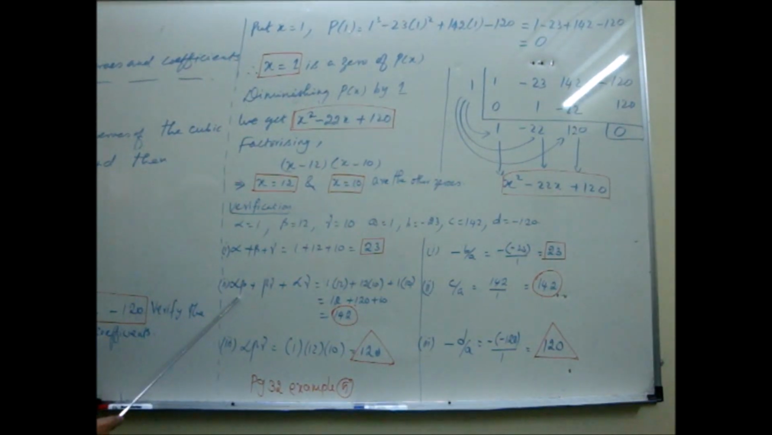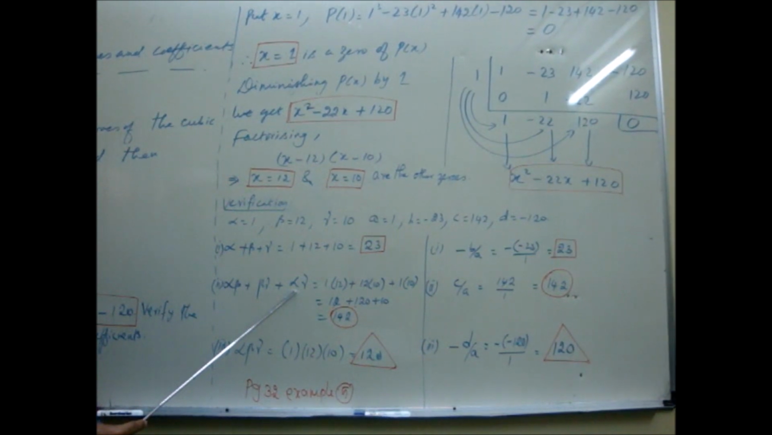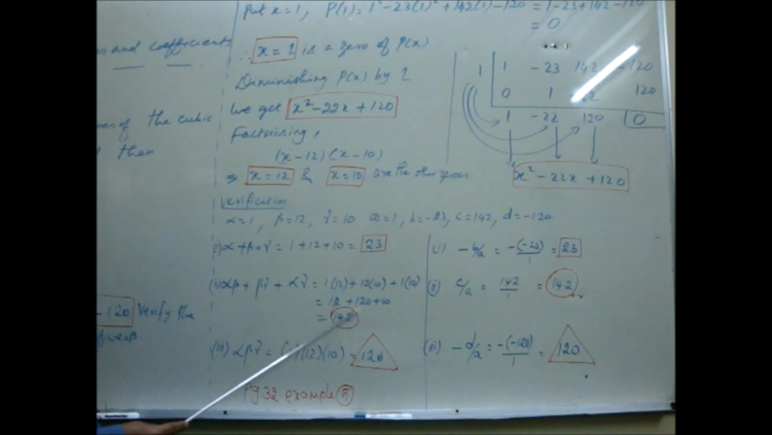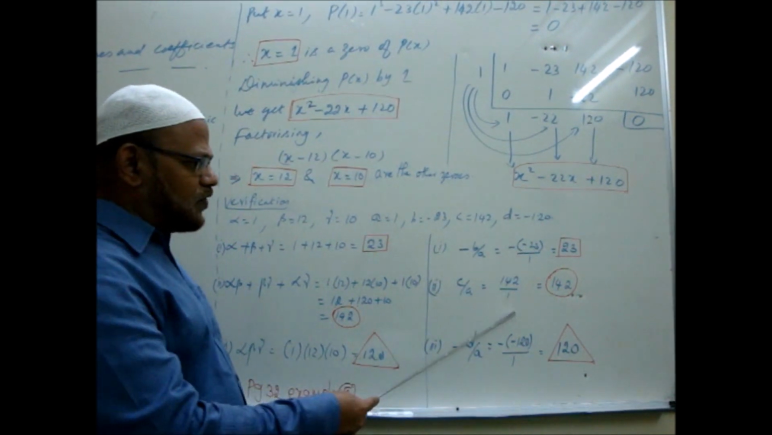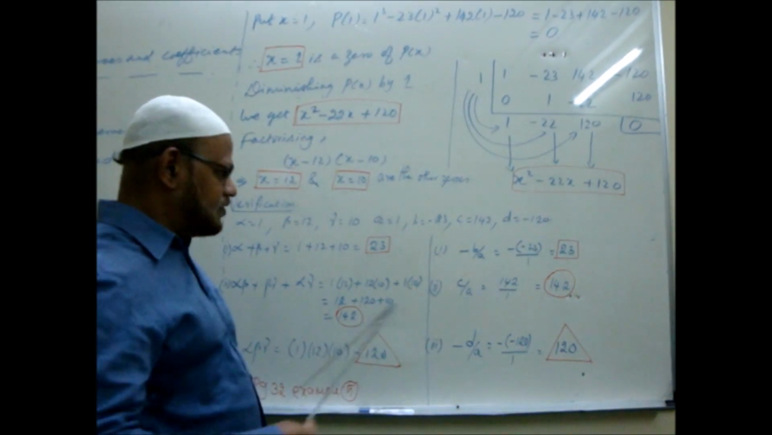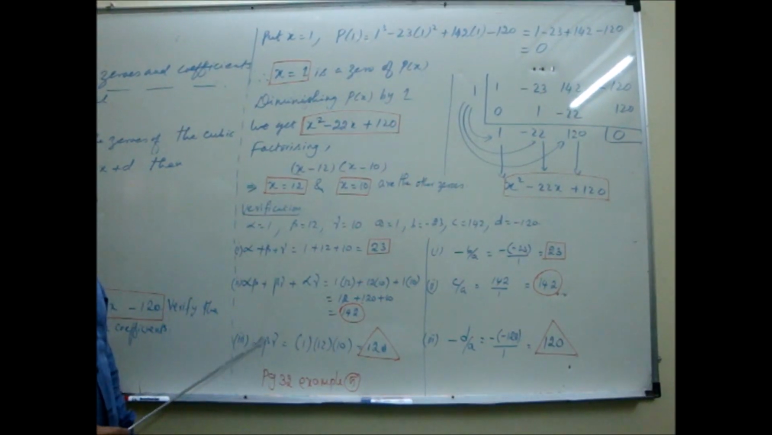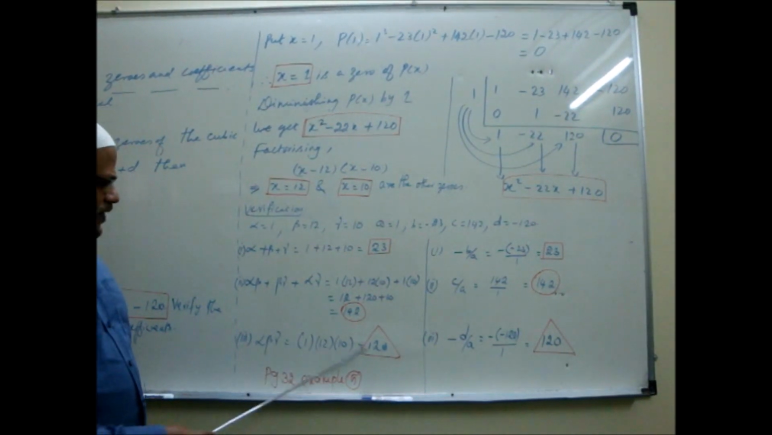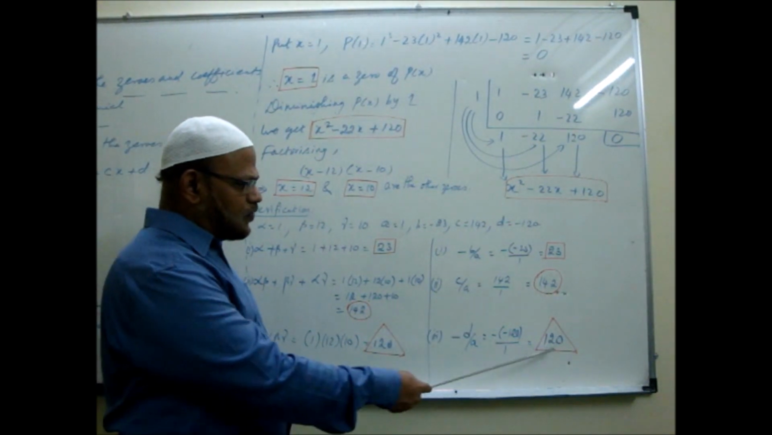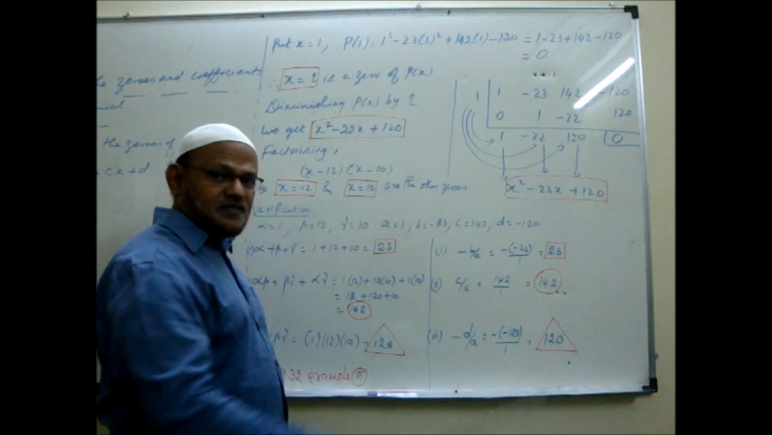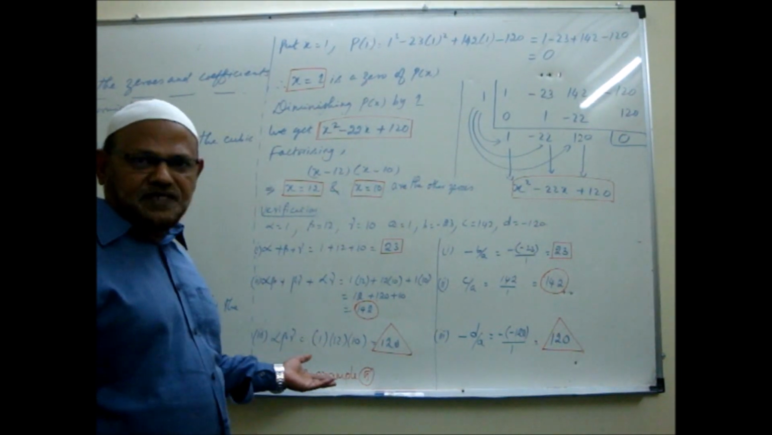In the same way, alpha into beta plus beta into gamma plus alpha into gamma, this is all I check. I got 142. C by A, 142 by 1, again 142. Same thing. Okay. Next is the product of the zeros, alpha into beta into gamma. When I multiply, I got 120. Minus D by A, I got 120. So these are the same. We verified that. Okay.